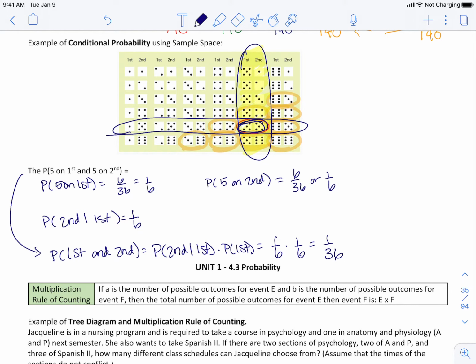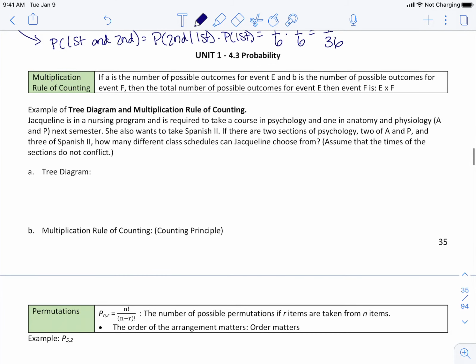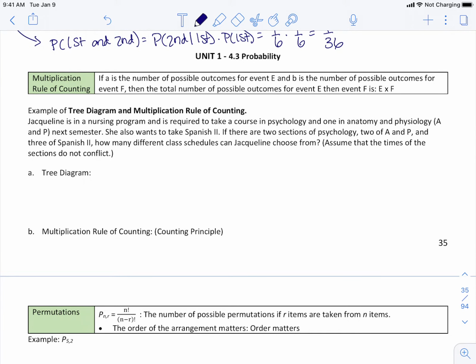Okay, we're also looking at 4-3 today. And we have our multiplication rule of counting. If A is the number of possible outcomes for event E and B is the number of possible outcomes for event F, the total number of possible outcomes for event E, then event F is A times B.